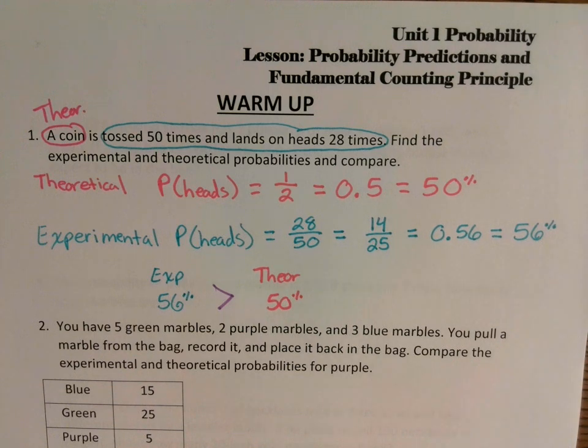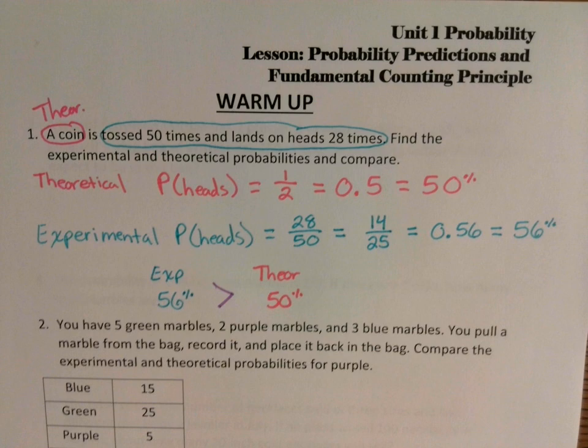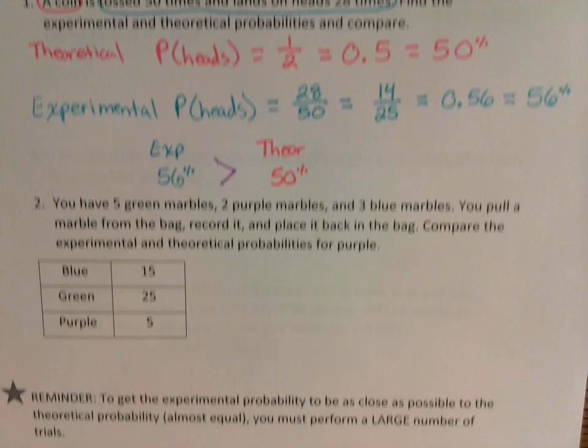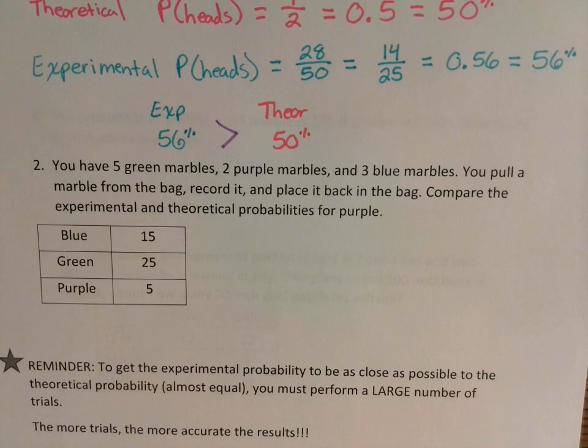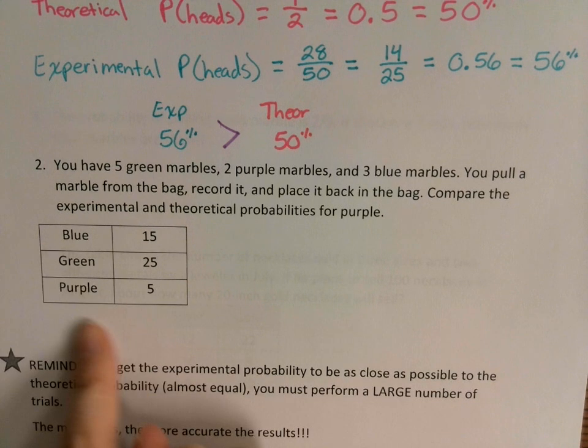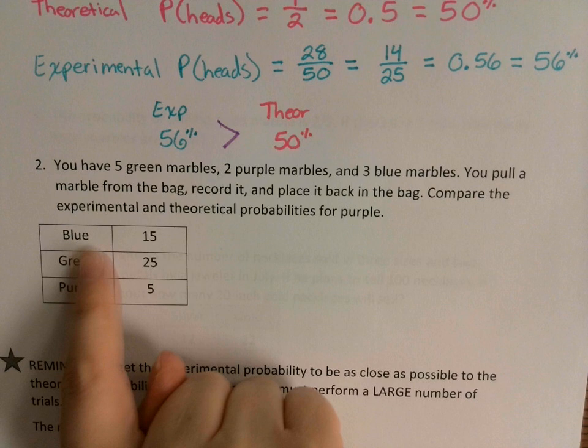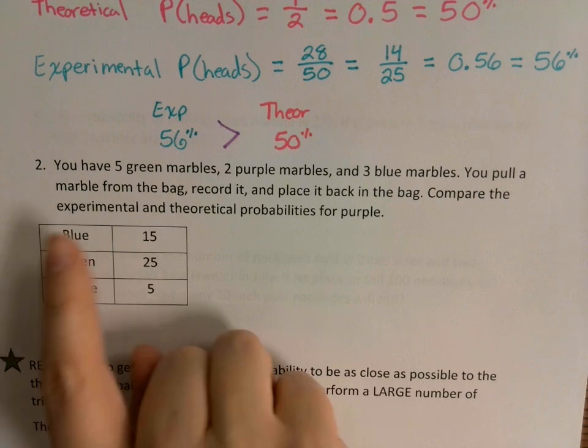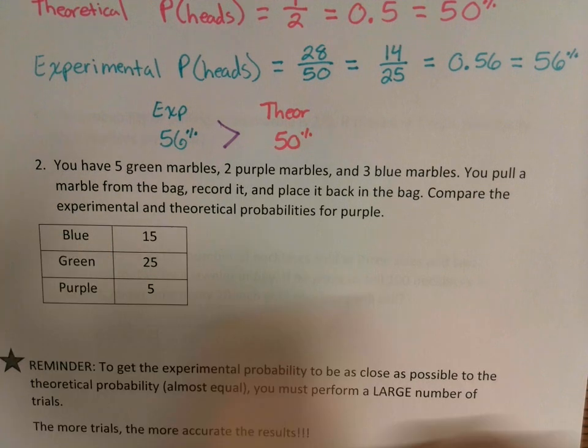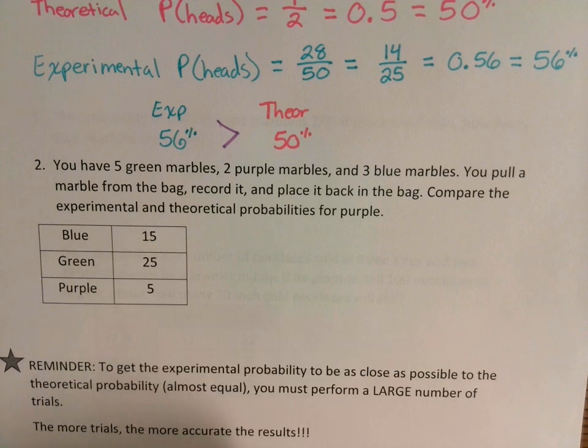All right, problem number 2. You have 5 green marbles, 2 purple marbles, and 3 blue marbles. You're going to pull a marble from the bag, record it, and place it back in the bag. You need to compare the experimental probabilities and the theoretical probabilities. So here, these are the results that you recorded. When you pulled the marble out of the bag, you got 15 times it was a blue marble, 25 times it was a green marble, 5 times gave you a purple marble.